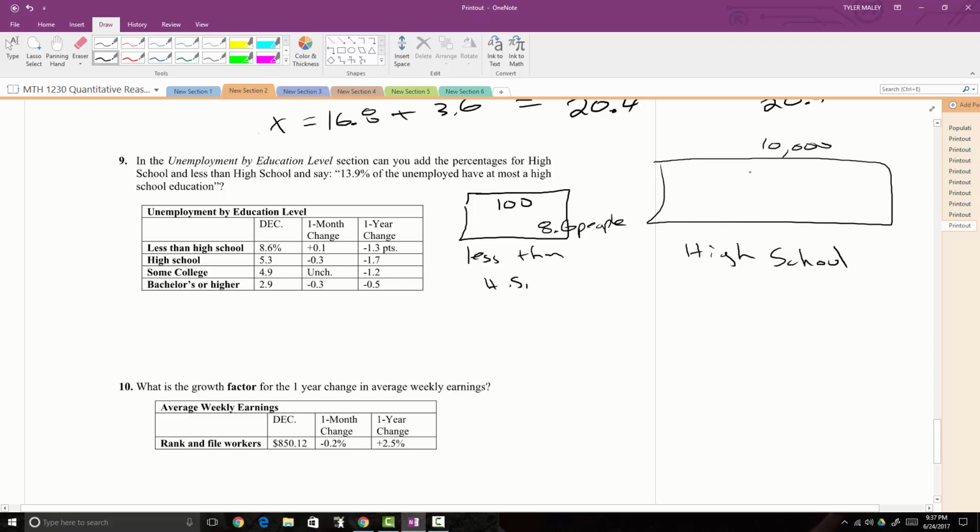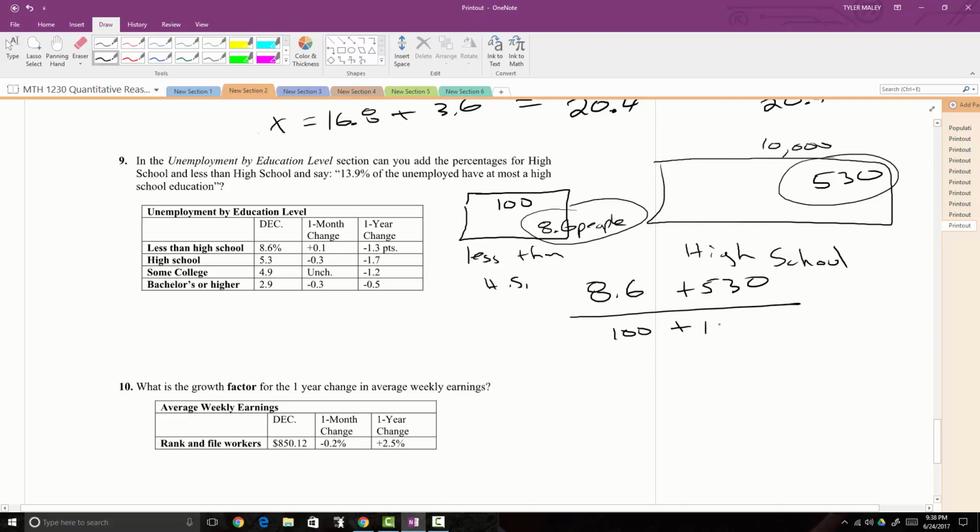Then over here, if we have 10,000 people in the high school group, and I calculate 5.3 percent of 10,000, so 0.053 times 10,000, I get 530. So there would be 530 people in this category. So we can't simply add these values together. It doesn't really make sense. Because if we wanted to find the percentage of people that are less than high school and high school that are unemployed, you'd have to take 8.6 plus 530, all divided by 100 plus 10,000. So to find the percentage, you have to look at what people are we considering, and then divide by the total number of people.